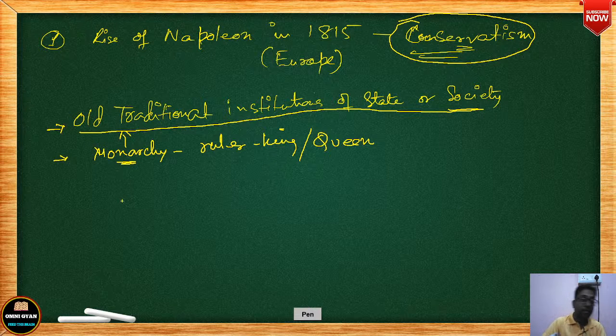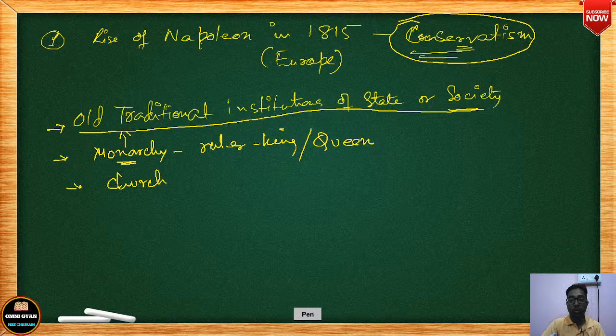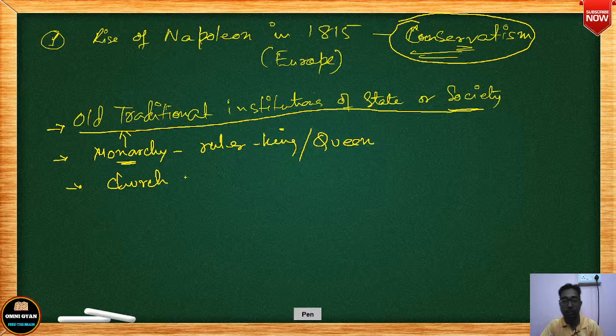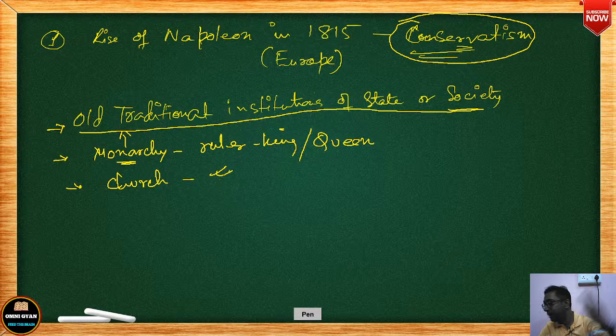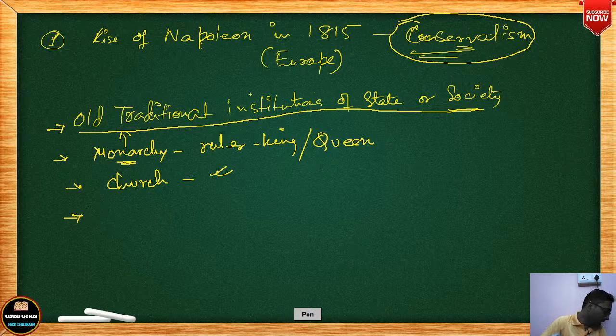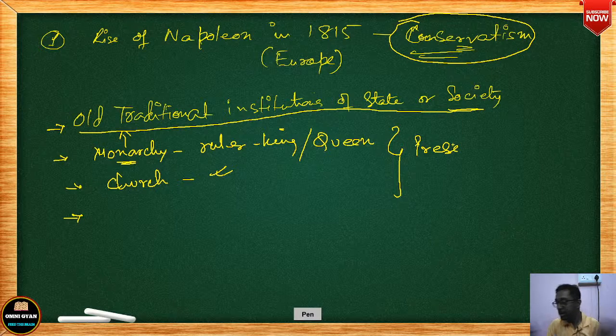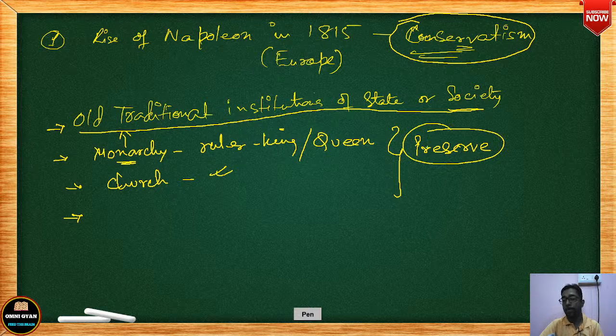Let me read out some more. Even the church. Once upon a time the church was a very powerful institution. Whatever the priest said, the king used to follow. So the church system was also supported; they said let us go back to the church system once again. Not only that, the church, social hierarchy, property, everything should be preserved. They wanted to preserve these old traditions. That is conservatism. Okay, understood, this is conservatism.